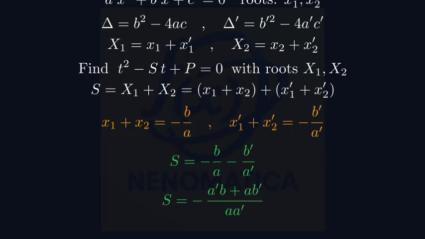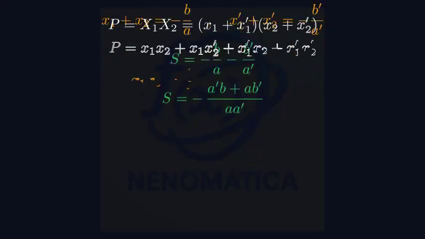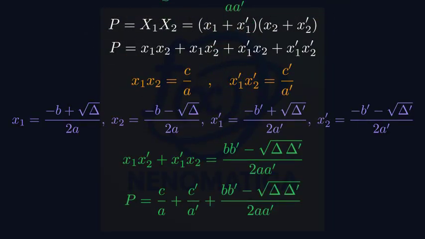By Vieta, x1 plus x2 equals negative b over a, and x1 prime plus x2 prime equals negative b prime over a prime. Therefore, S equals negative b over a minus b prime over a prime, which simplifies to negative a prime b plus ab prime over a prime a. Next, compute the product P, which is capital X1 times capital X2. Expand to get x1 x2 plus x1 x2 prime plus x1 prime x2 plus x1 prime x2 prime. Using Vieta, x1 x2 equals c over a, and x1 prime x2 prime equals c prime over a prime.